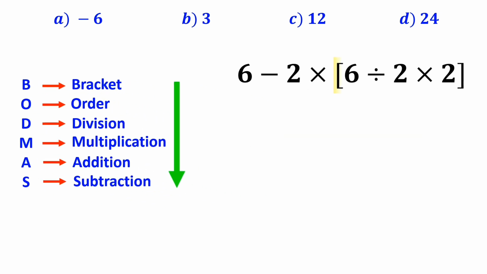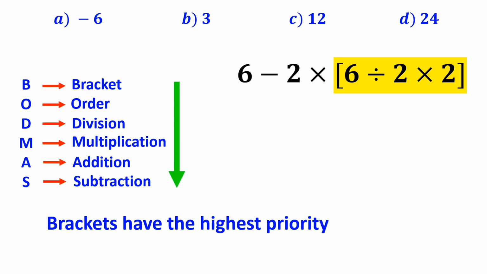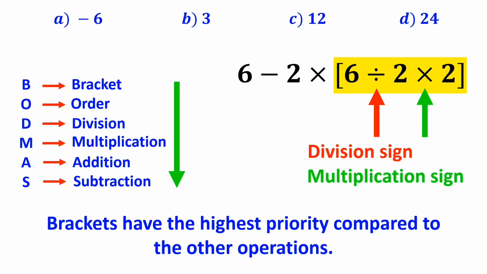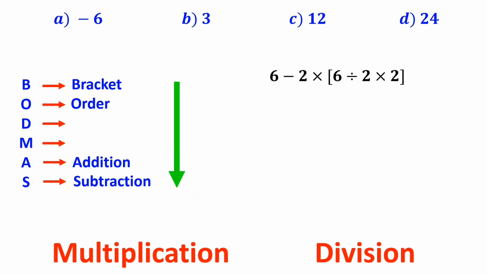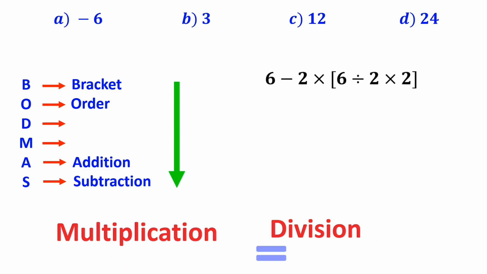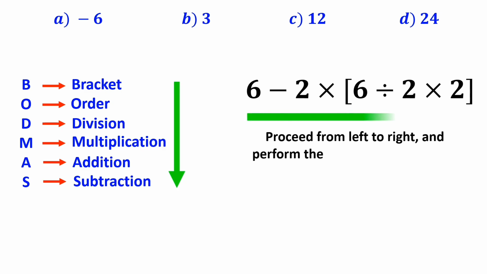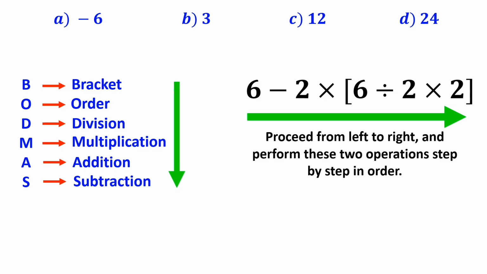Alright, first we start with the expression inside the brackets, because brackets have the highest priority compared to the other operations. Okay, as you can see in the image, we have a division sign followed by a multiplication sign. It's very important to keep in mind that according to the BODMAS rule, multiplication and division have the same level of priority. So, the best thing to do here is to proceed from left to right and perform these two operations step by step in order.